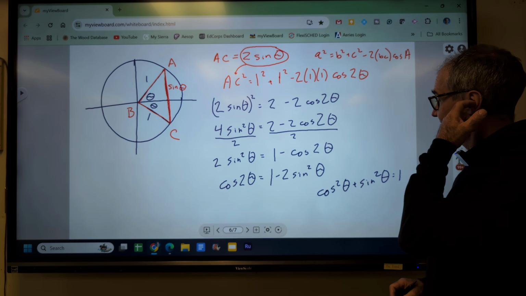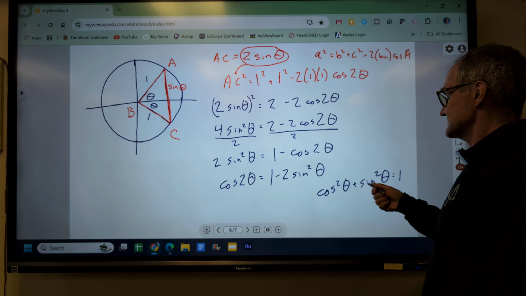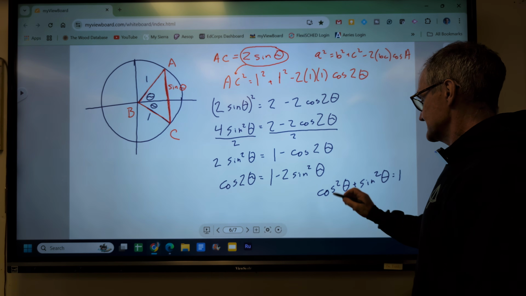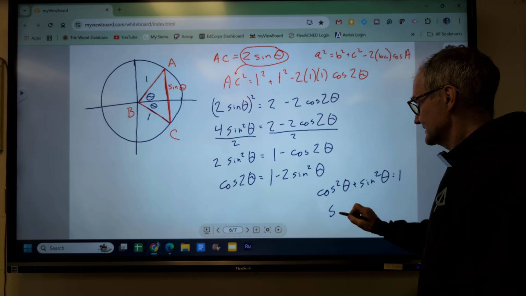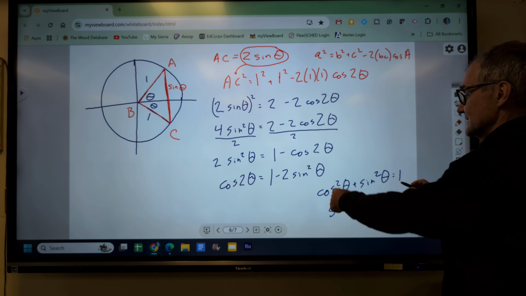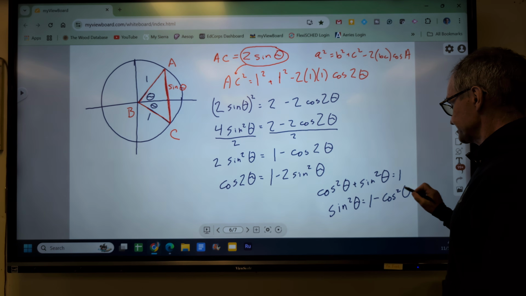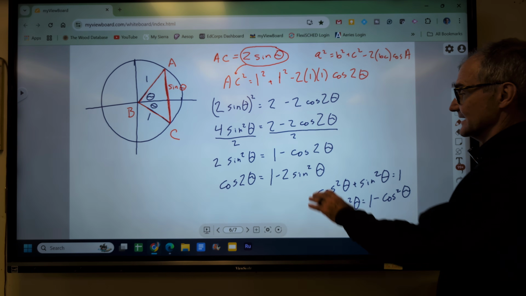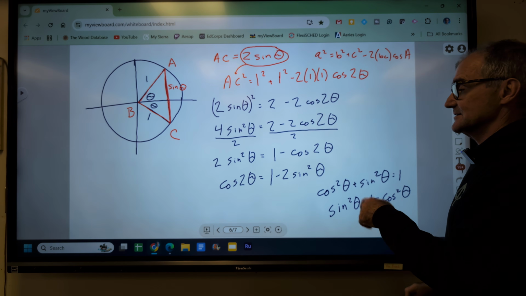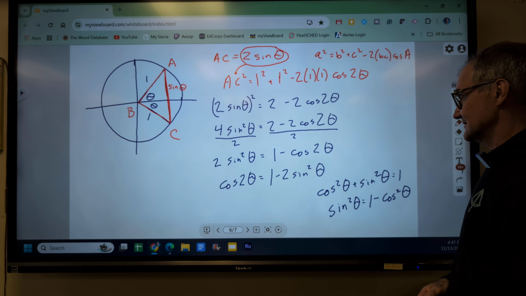Pythagorean identity. I have a sine squared here, so I'm going to try and get this sine squared by itself by subtracting cosine squared from both sides. So I'm going to subtract cosine squared from both sides to get sine squared of theta is equal to 1 minus, I'm subtracting that, cosine squared of theta. Again, here's my double angle identity. That's the derivation of it. And now I'm just going to derive another version of the double angle identity using the Pythagorean theorem.